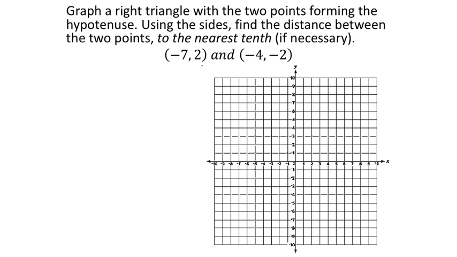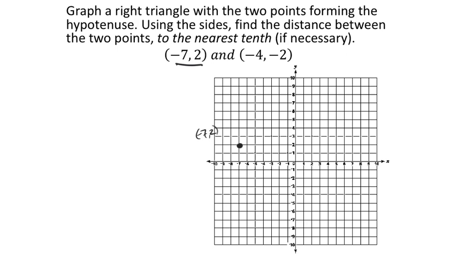So I'm going to start with (-7, 2). From the origin I go left 7, up 2. So that's going to be this point right there. Now if you want to label it as (-7, 2), that's fine. You don't necessarily have to, but at least I've got the first one on there.